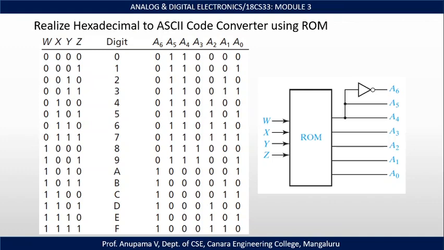That is, 0 in hexadecimal is equivalent to 30, 1 is equal to 31, 2 is 32, 3 is equal to 33, 4 is equal to 34, 5 is equal to 35, 6 is equal to 36, 7 is equal to 37, 8 is 38, 9 is 39, A is 41, B is 42, C is 43, D is 44, E is 45 and F is equal to 46 in ASCII code.